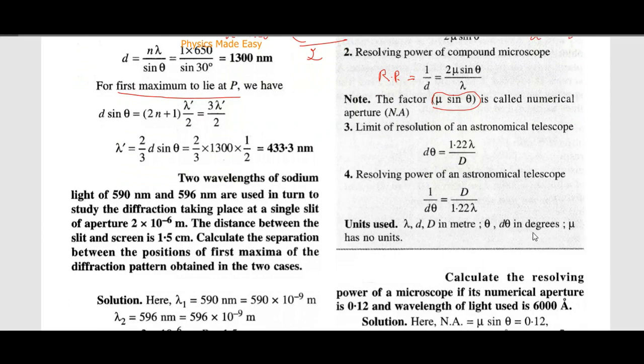Again note down the resolving power of an astronomical telescope: 1 by d theta is D by 1.22 lambda. The limit of resolution is 1.22 lambda divided by D.